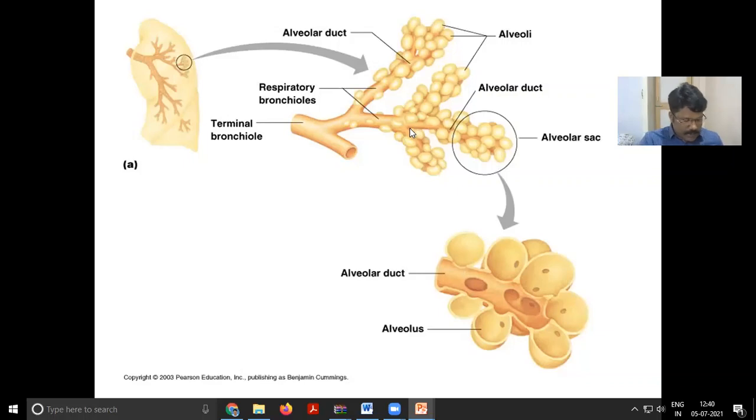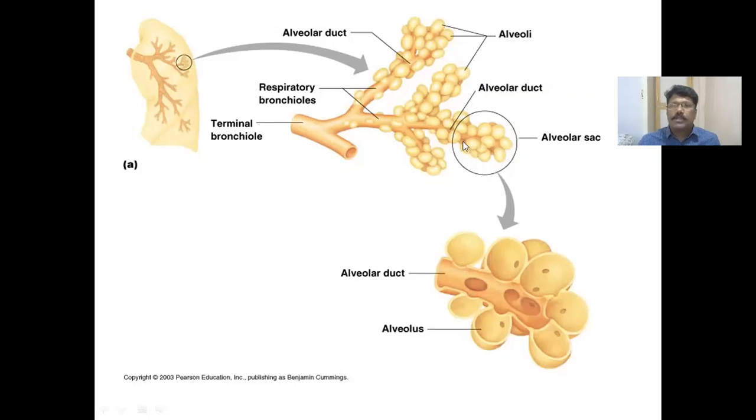So ultimately this leads to a structure which almost resembles a bunch of grapes, and these are called the alveoli, or singular, we can say, alveolus. So these are the actual site of the lungs in which the exchange of gases takes place.